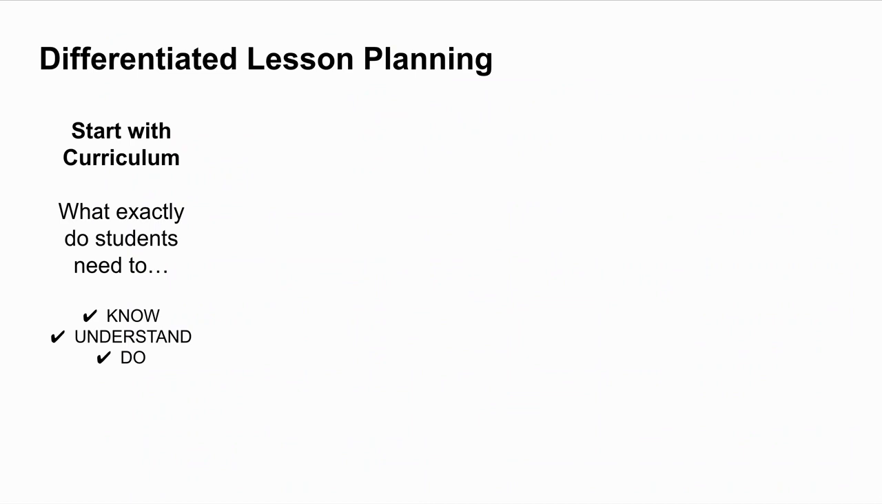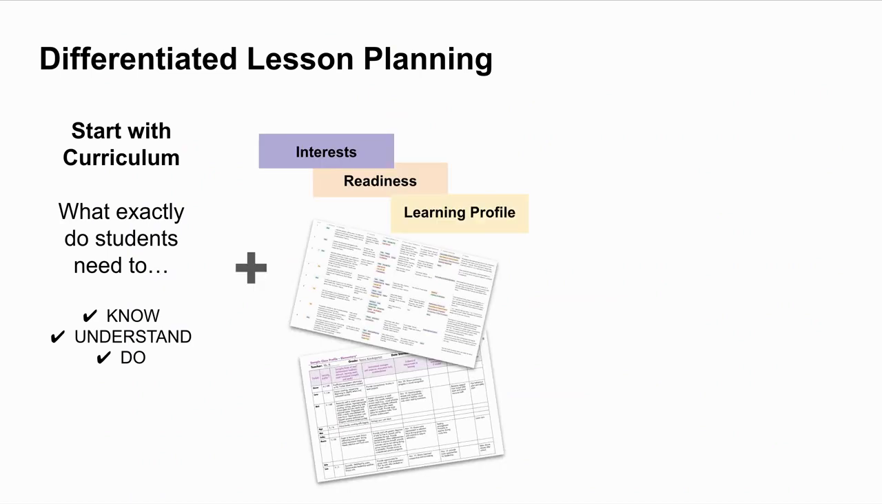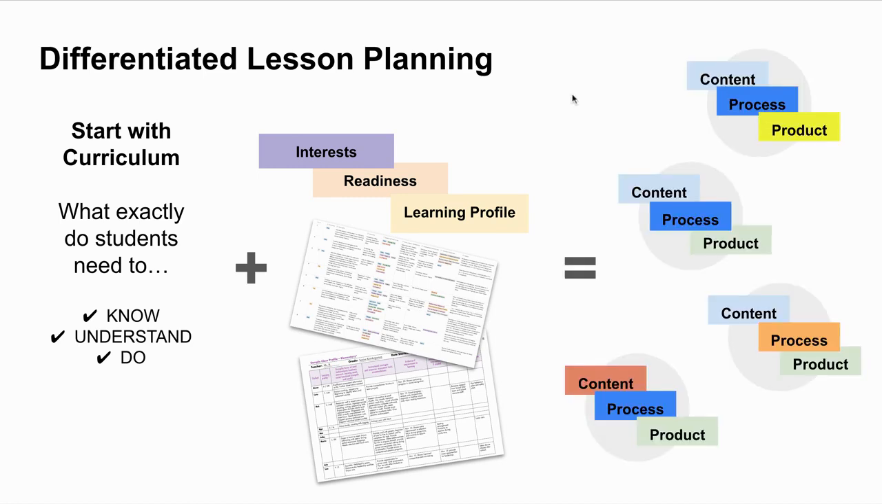So, to differentiate your lesson planning, basically, you start with the curriculum, you think about what exactly students need to do. Then you keep in mind their interests, their readiness, and their learning profile, and you start to put together some groups. So, you can see that this teacher has put together 4 different groups. She may have put instructions for these groups in a tray, in a baggie, in a bin, at a table with a sign. There may be instructions on the board.